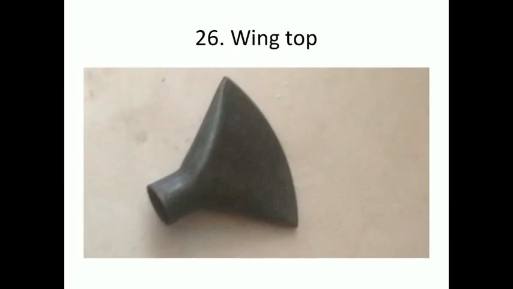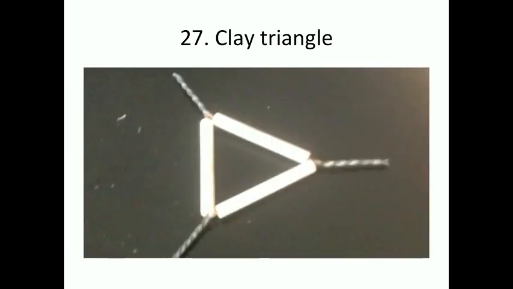This is a wing top. We place it on top of the Bunsen burner to concentrate the flame for when we're working with glass or if we're working with metals that have to reach extremely high temperatures. This is a clay triangle. It's used to help support the crucible on the ring stand.